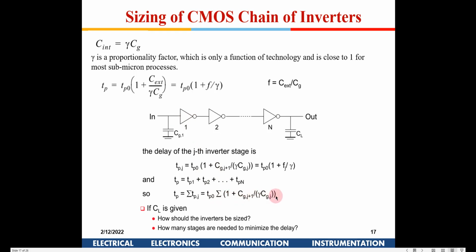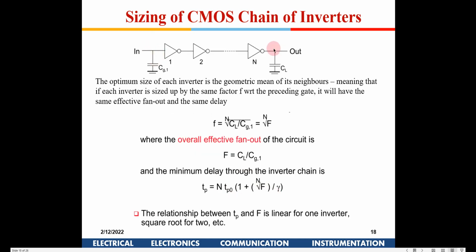Now let's do a little mathematics on it and try to find out. Suppose I have C_G here, which is the input capacitance of an inverter, and C_L, which is the final load which I need to drive. This C_L comes from the fan out requirement.